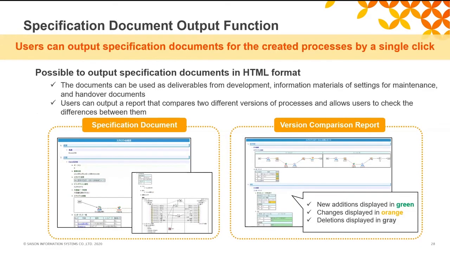Lastly, I'd like to explain the specification document output feature. Our customers greatly appreciate this feature. It allows you to output the integration process you created as an HTML-style specification file. This specification includes all of the designer's screenshots and setup records.